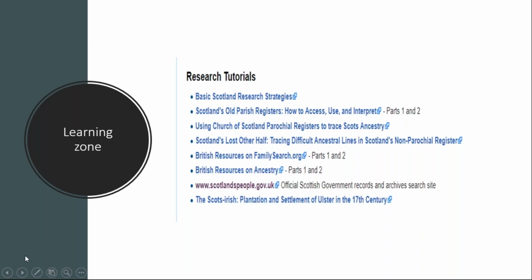This is some of the stuff that is on the Family Search Wiki. There are some webinars on there. So you can look at basic research strategies, old parish registers, how to access them, how to use them, how to interpret them, using Church of Scotland parochial registers, tracing difficult ancestral lines in Scotland's non-parochial register, British resources on Family Search, British resources on Ancestry, using Scotland's People, and the Scots-Irish, which was a plantation settlement in Ulster in the 1600s.